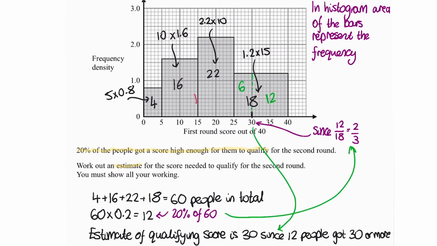So you get 1 mark up here for finding our frequencies, another mark for finding the total number of people, 1 mark here for realising that that means that 12 people qualified, and the fourth and final mark if we get the correct answer of 30.